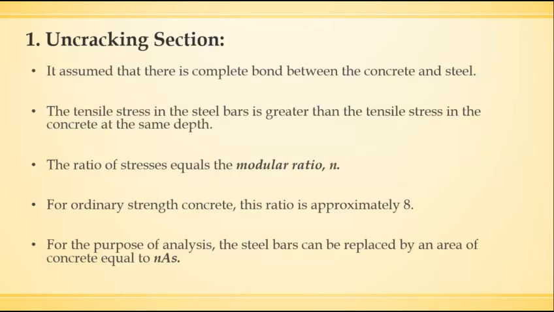The tensile stress in the steel bars is greater than the tensile stress in the concrete at the same depth because the steel has a larger modulus of elasticity. Because the steel and concrete experience the same strain, the ratio of the stresses equals the modular ratio, which is the ratio of the modulus of elasticity of the steel to that of concrete. For ordinary strength concrete, this ratio will be 8.